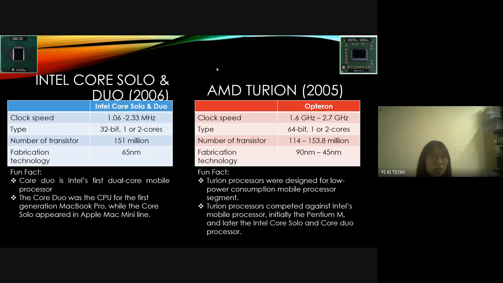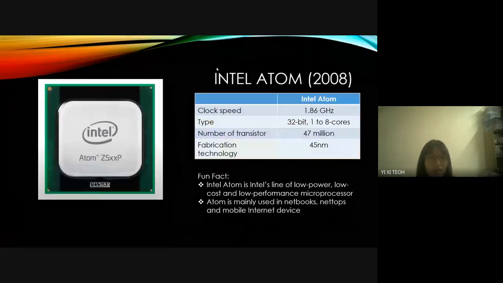Then this comes with the Intel Core Solo and Duo in 2006 and the AMD Turion in 2005. This is Intel's first dual-core mobile processor. This is the Intel Atom, the fast version. And this Core Duo was used in the first generation of MacBook Pro, while Core Solo appeared in the Apple Mac Mini line. Then the Turion is a processor designed for low power consumption in mobile devices. This is against Intel. Then comes the latest version, Intel Atom.